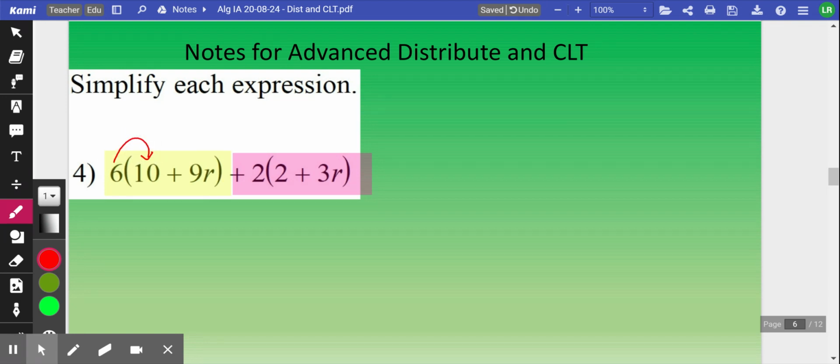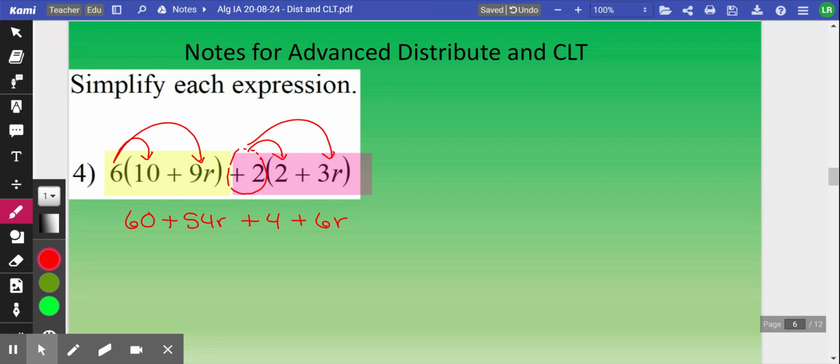So Mia, when I distribute the 6 into this yellow one, what do I get? For both parts. 60 plus 54, all good. Now, always pay attention to whether this number is positive or negative. And that is a +2. So when I distribute the +2 into the next one, Hayden, right? What would I get? 4 plus 6R. Now I have all my terms down.